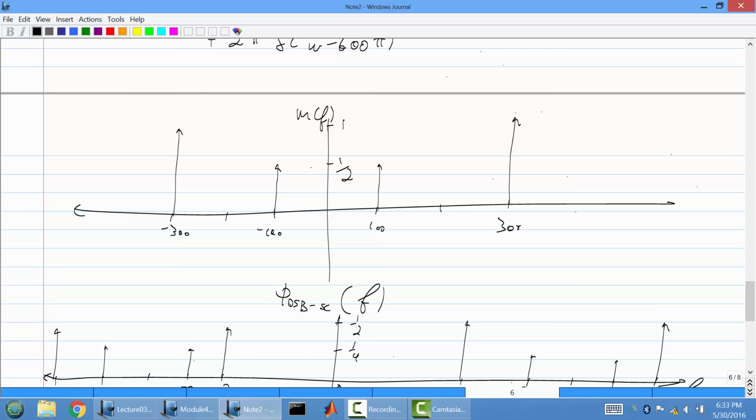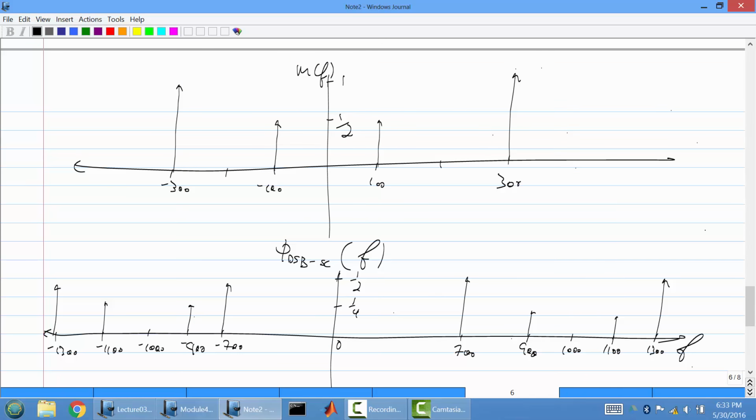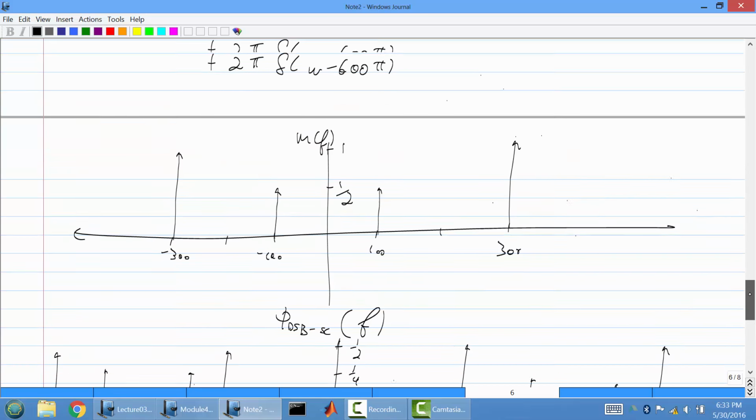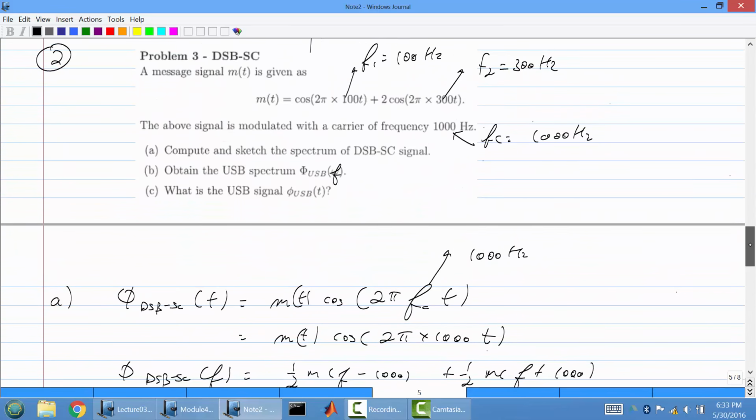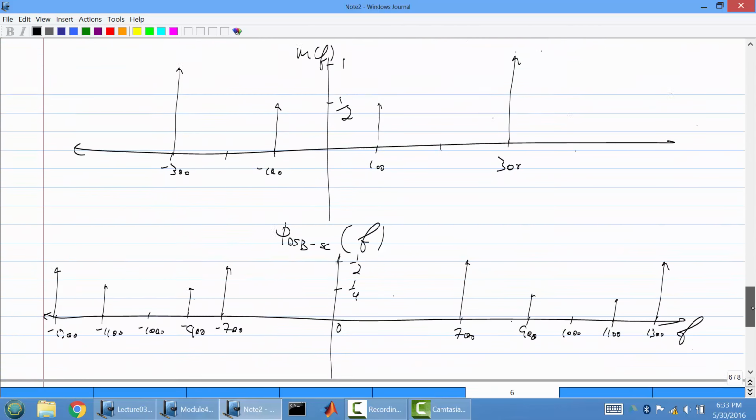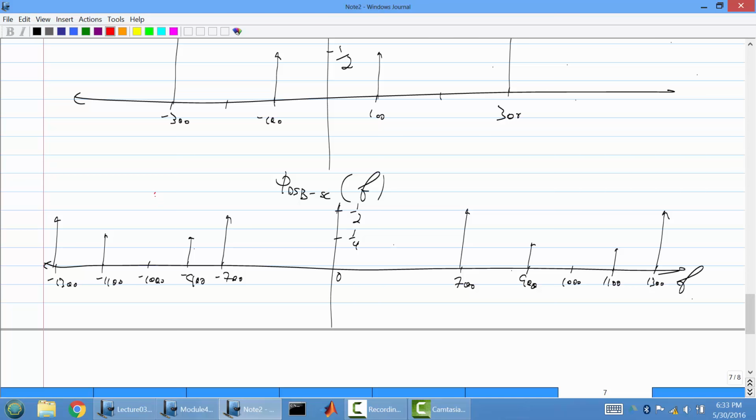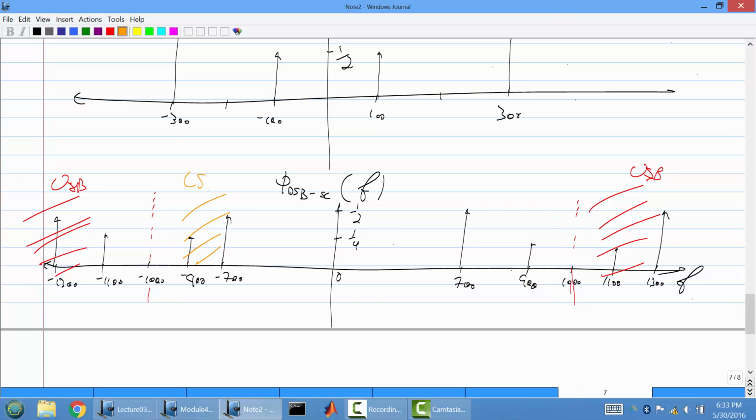So you take the original, shift left and right by the carrier frequency, and then make sure you scale the amplitudes by 1/2, because that's what the property asks. Okay? Okay, next question. It says, obtain the upper sideband spectrum. That's actually quite easy to do. Remember, we can split it right at the carrier frequency, down the middle. Any frequencies beyond the carrier, in this case this side here, is the upper sideband, and this here would be the lower sideband.